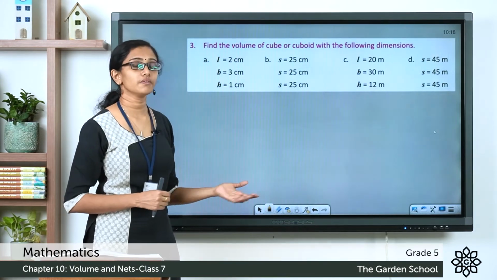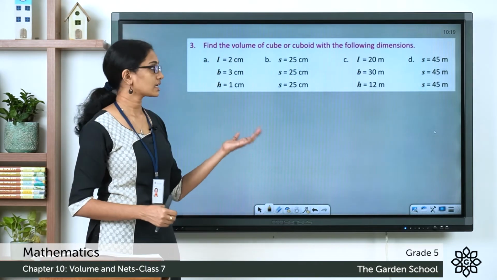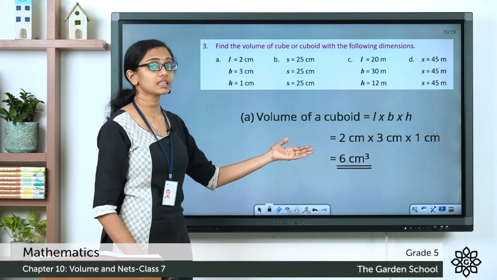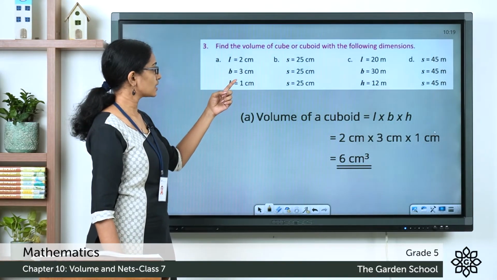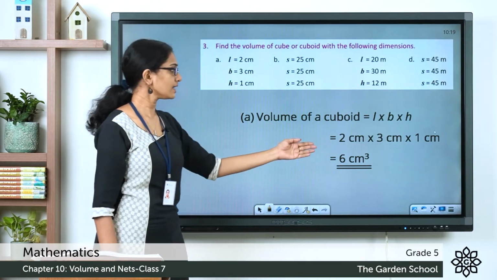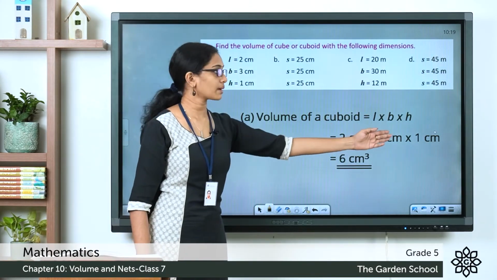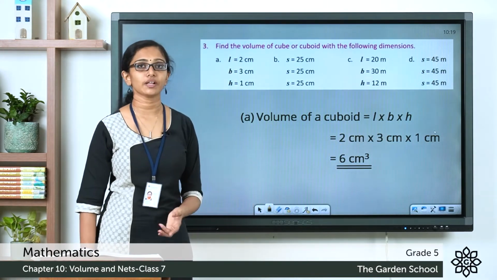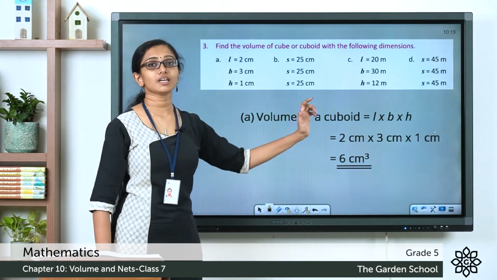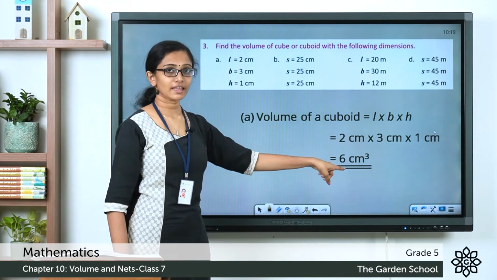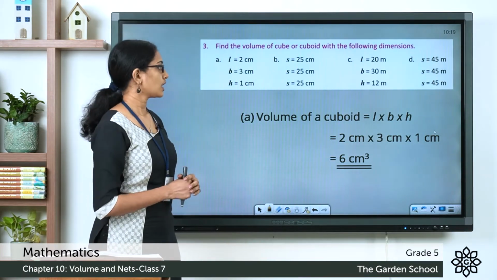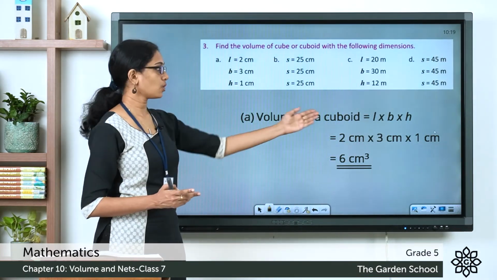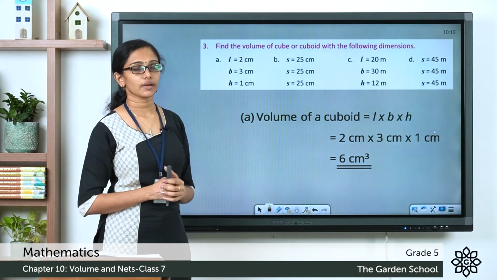So what is the formula for finding the volume of a cuboid? It is equal to the length into breadth into height. So that is equal to 2 into 3 into 1. And 2 centimeter into 3 centimeter into 1 centimeter is equal to 6 centimeter cube. Please note that don't forget to write the proper unit in the final answer. And also make sure you write the formula before solving the question.